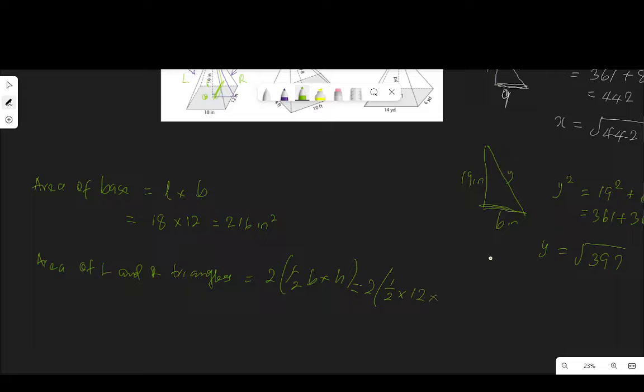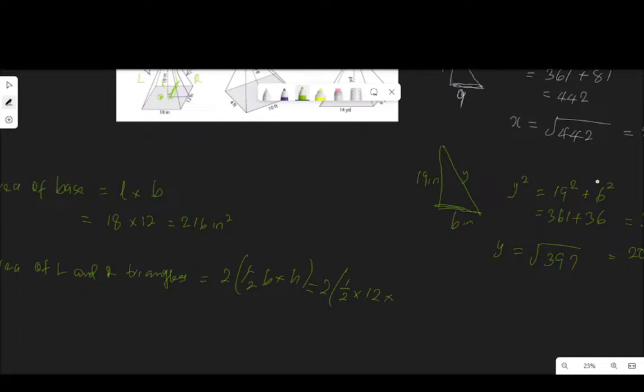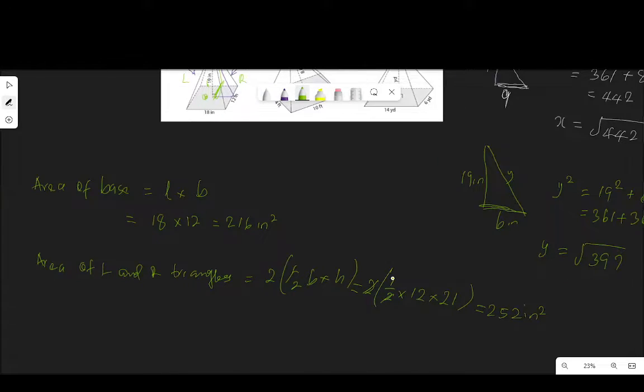The height is what we calculated earlier, x, which is 21 times 21. These 2 can even cancel this, so that will have only 12 times 21. 12 times 21 is 252 inches squared. That is the area of the left and the right triangle.